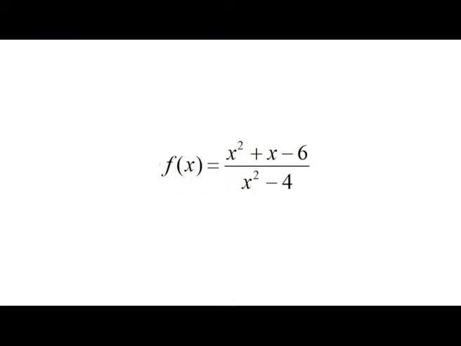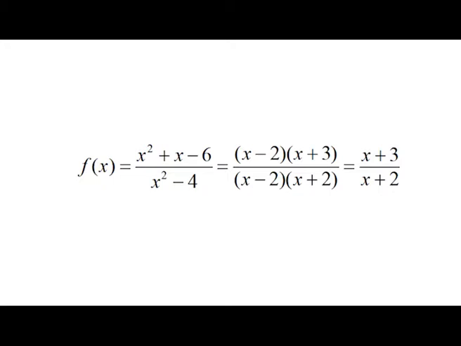For the function f(x) equal to (x² + x − 6) upon (x² − 4), obviously f(2) is not defined and hence f is not continuous at x equal to 2. Let us examine whether f has a removable discontinuity at x equal to 2. We can write, for x not equal to 2, f(x) equal to (x² + x − 6) upon (x² − 4), which is equal to (x − 2)(x + 3) upon (x − 2)(x + 2), equal to (x + 3) upon (x + 2), a rational function whose denominator is not 0 when we substitute x equal to 2.